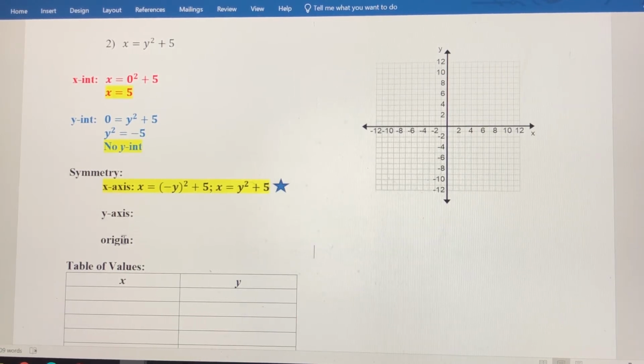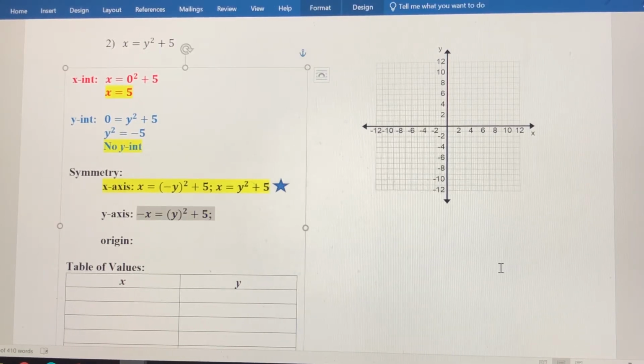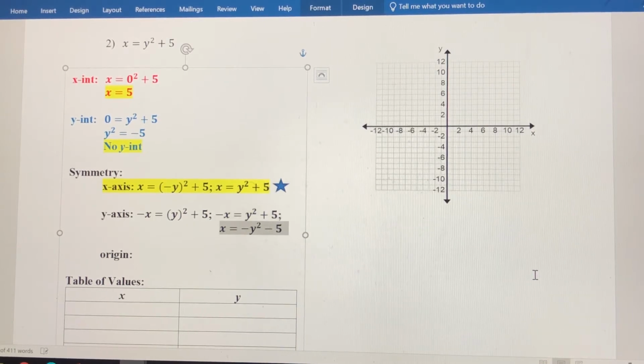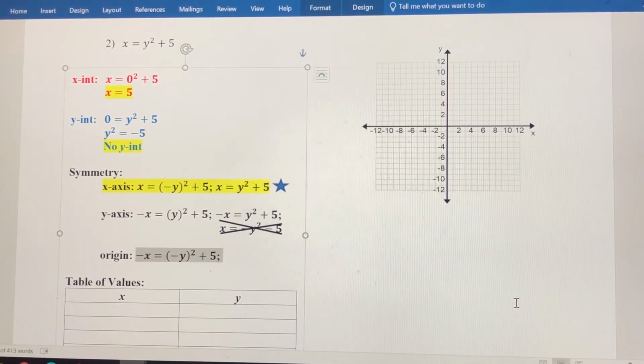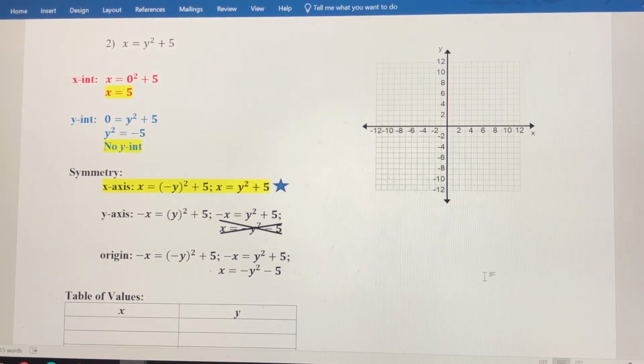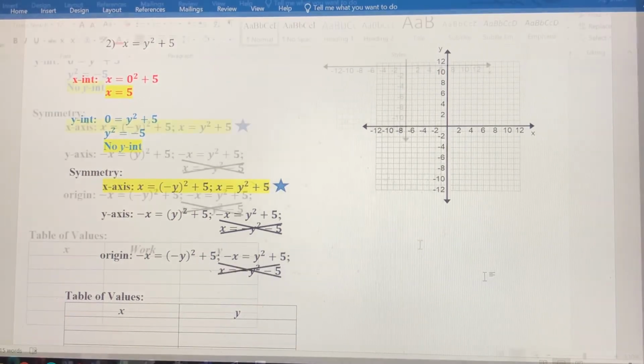Real quickly, we'll check y-axis and origin symmetry. It's not going to have either, but I do want to show the steps. For y-axis, we're going to replace x with negative x. When we divide by negative 1, we're going to get x equals negative y squared minus 5. That obviously doesn't match the equation I started with, so no y-axis symmetry here. For origin symmetry, we replace x with negative x and y with negative y. When we clean that up, it's going to look exactly like what I just did with the y-axis symmetry, so it's not going to match, so no origin symmetry here.